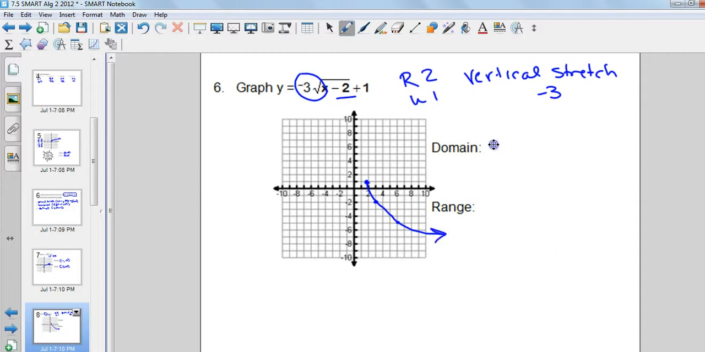The domain on this graph starts at 2, so he goes from 2 to forever, or infinity. And then his range, this time you got to be careful. Remember, range is always lowest to highest. Well, he actually goes down forever. So his lowest range value is actually -infinity, and then he climbs up to a high point of 1. So the range on that graph is kind of backwards because he's been reflected.